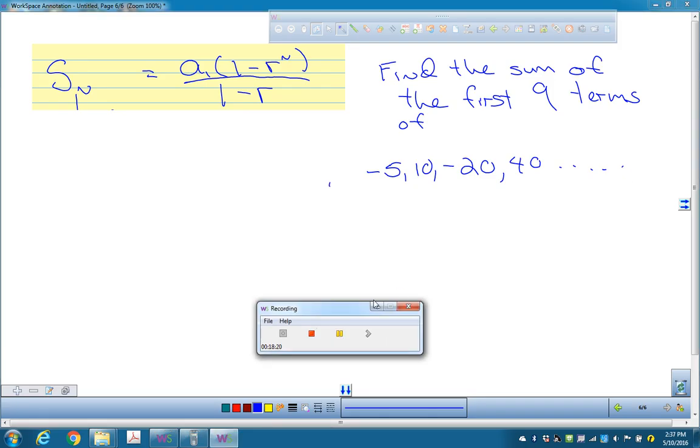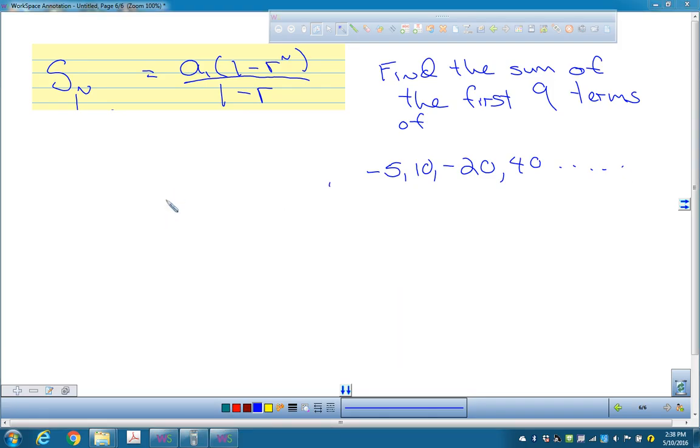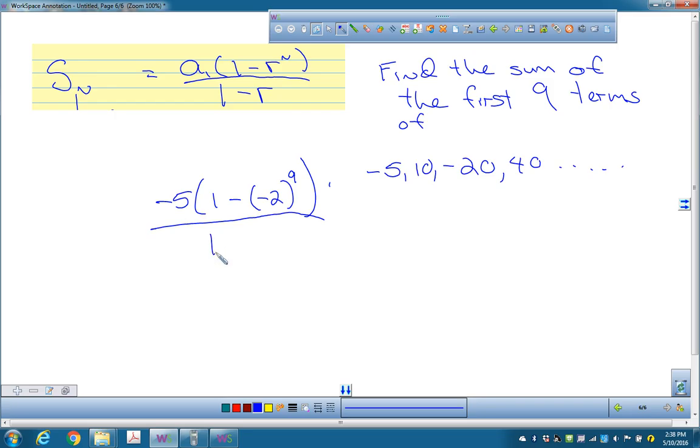Okay? Let's go through it. So a sub 1 is negative 5, right? Yep. 1 minus, what's R? Negative 2. R is negative 2, right? So you have to do this: negative 2 raised to the n, which is 9, and then divided by 1 minus negative 2, correct? You can't just add 1 plus 2 and raise it to the negative 9 because you'd be messing up the order of operations.